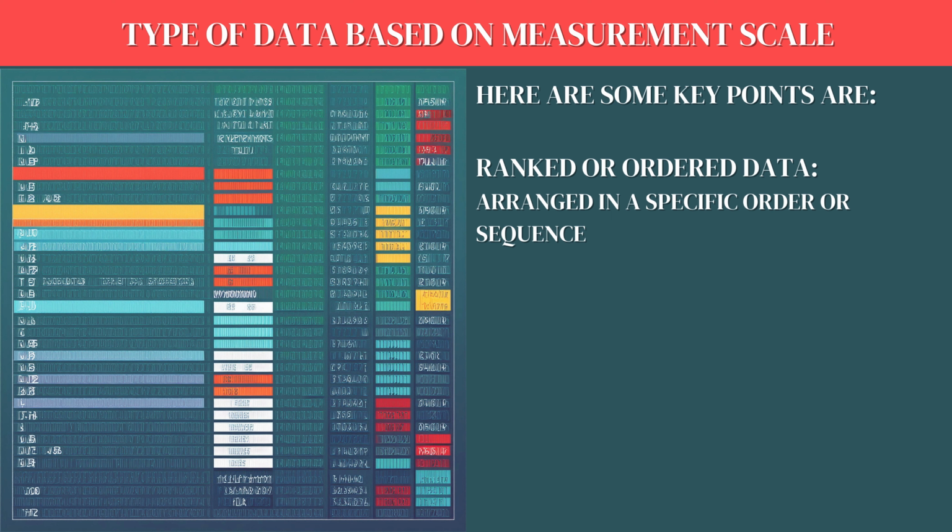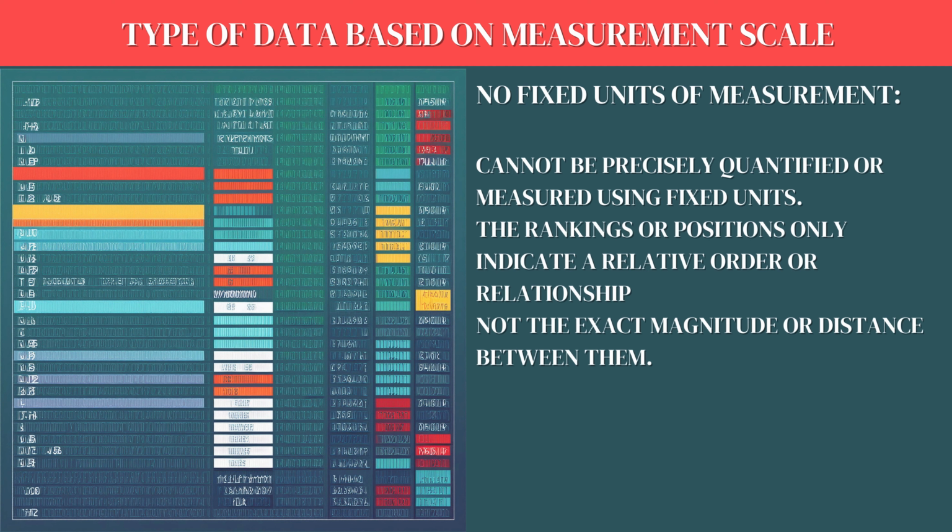For example, college football rankings, management school rankings, or survey responses are ordered from highest to lowest, best to worst, or most favorable to least favorable. No fixed units of measurement. The difference between the ranks or positions in ordinal data cannot be precisely quantified or measured using fixed units. The rankings or positions only indicate a relative order or relationship among the items, but not the exact magnitude or distance between them.